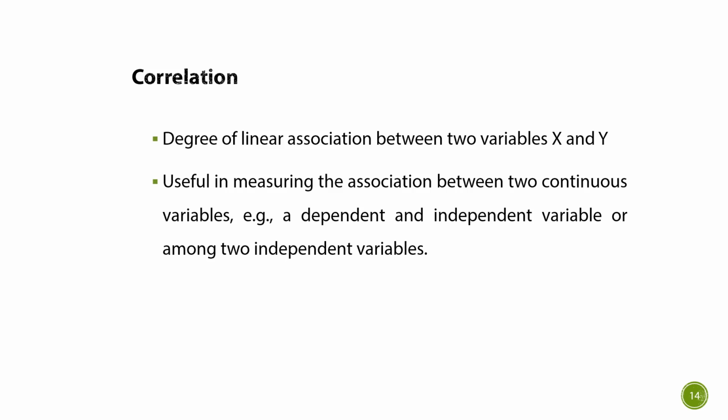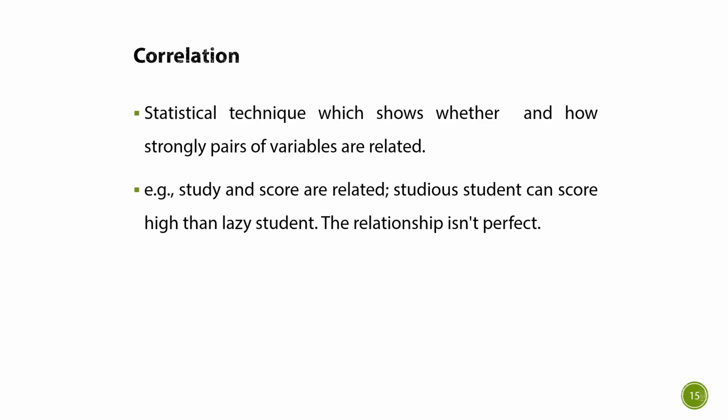In general, correlation tends to be used when there is no identified response variable. It measures the strength and direction of the linear relationship between two or more variables. Correlation is a statistical technique that can show whether and how strongly pairs of variables are related. For example, height and weight are related because generally taller people tend to be heavier than shorter people. The relationship is not perfect.